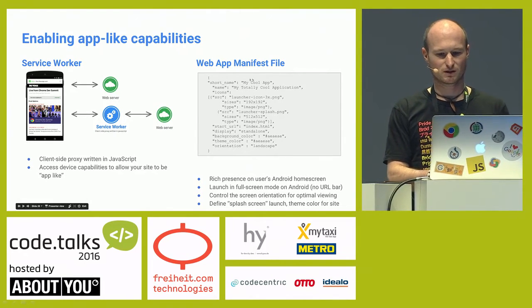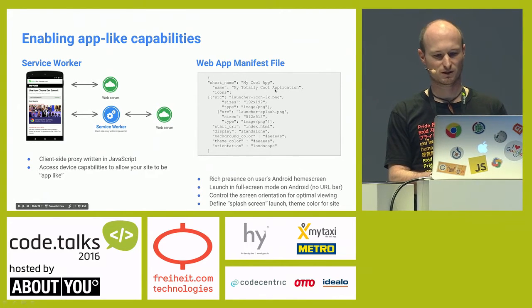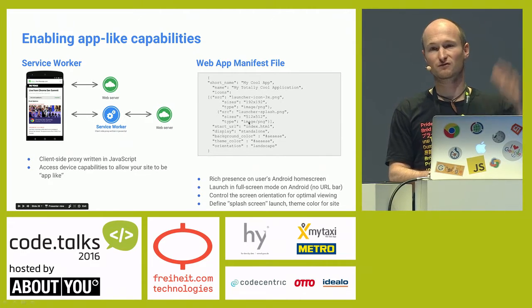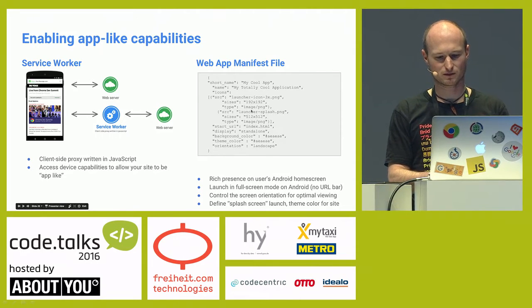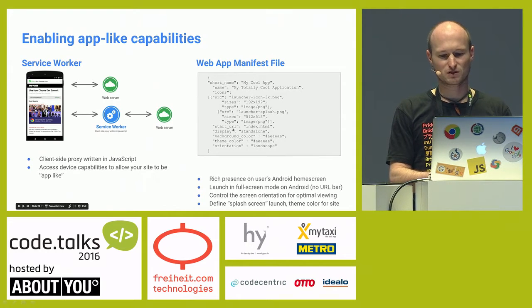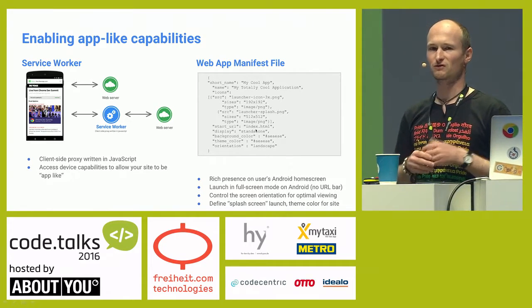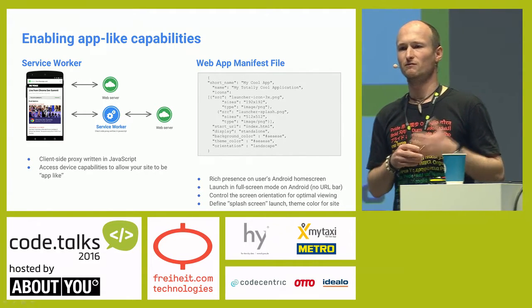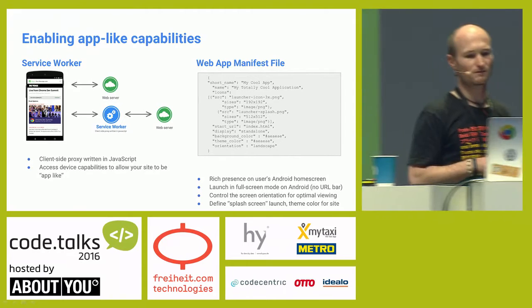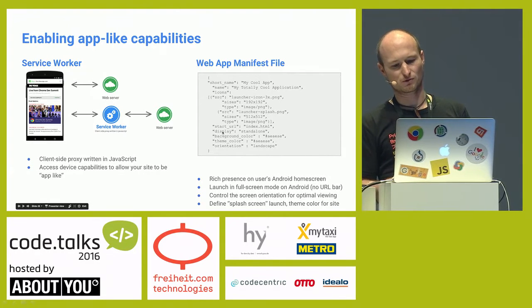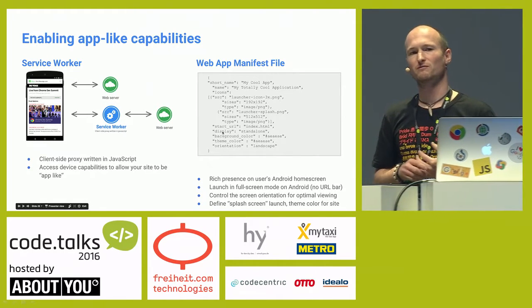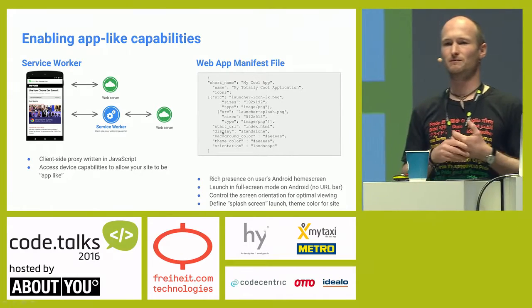So you can see here, it has a short name, My Cool App. It has a long name, My Totally Cool Application. It has icons in different sizes and different types. It has a start URL. That's very important if you think of the home screen case. If people put this app on the home screen, where should the application actually start? And then there's something cool. You have a display property where you can tell the application how it should look.